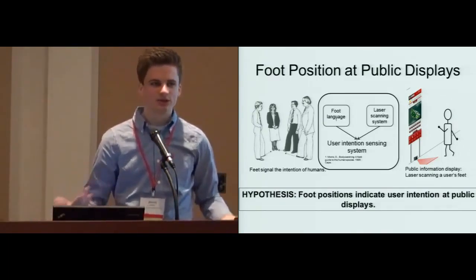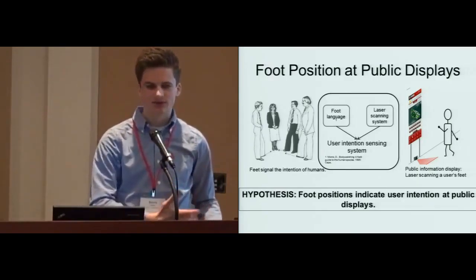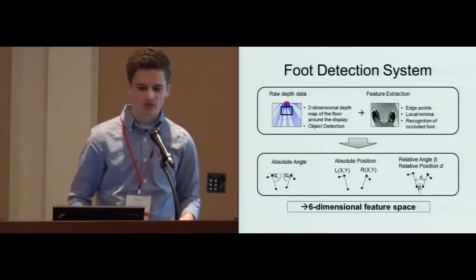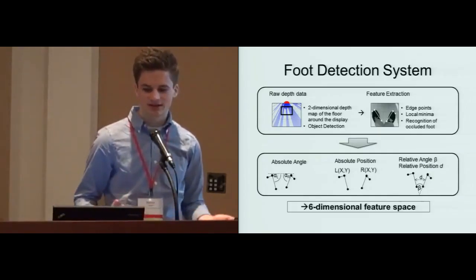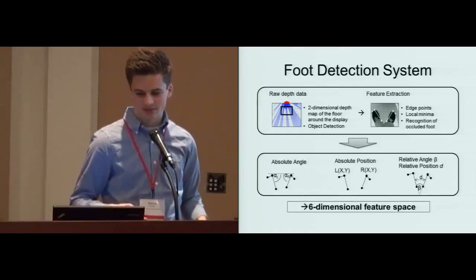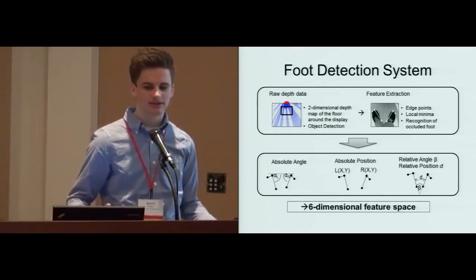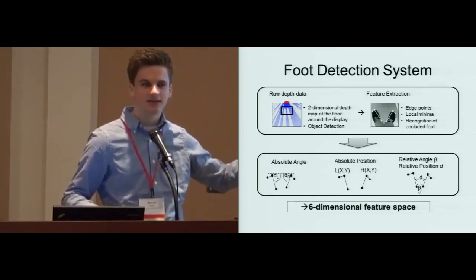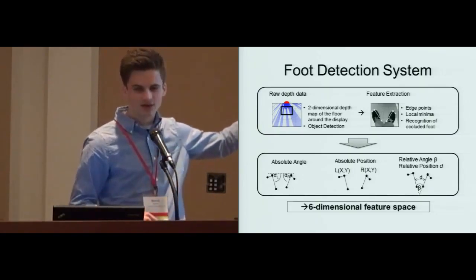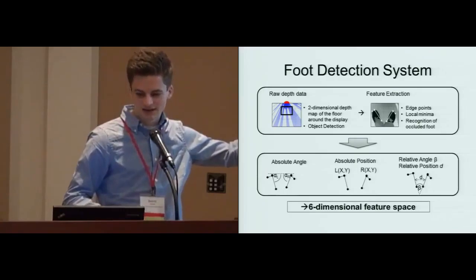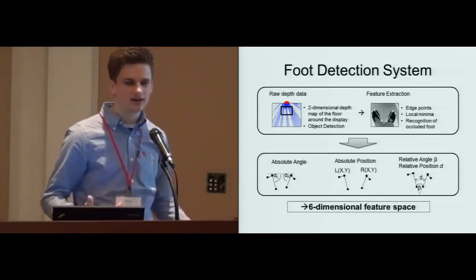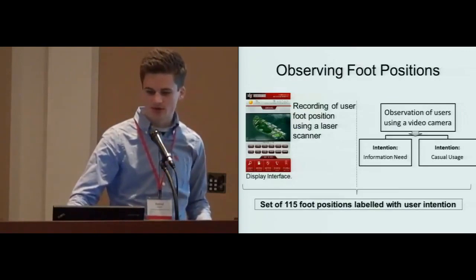And I'm going to question, can we use this information to understand why this person is interacting with it, and therefore make a more interactive display. So first I developed a foot tracking system, which is based on a single laser scanner that detects the object, which is the feet in this case, and extracts the features from the feet. And because we're interested in orientation and positioning of the feet, we can describe a foot position uniquely in a 6-dimensional space.